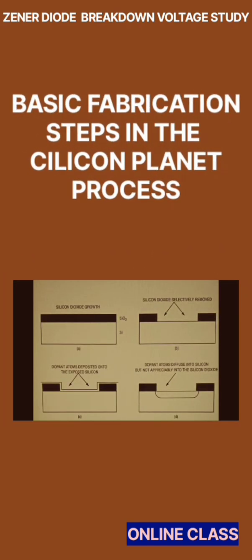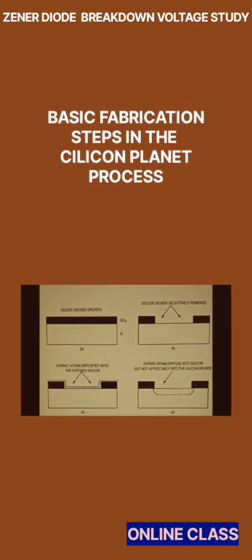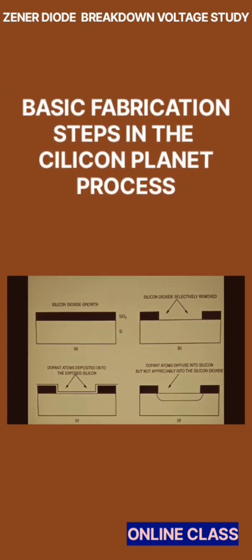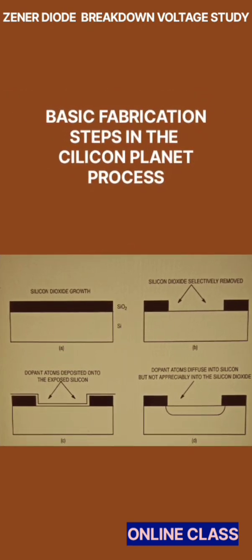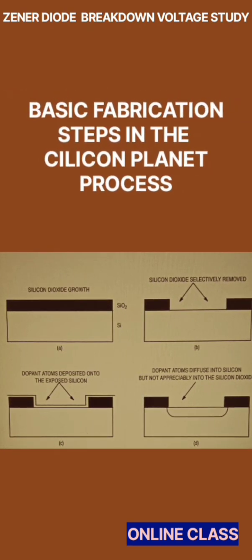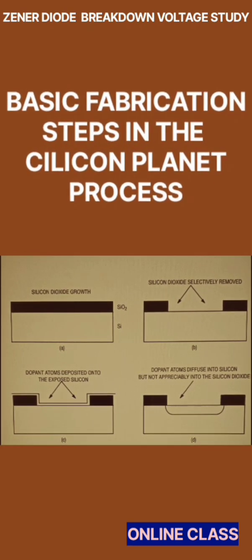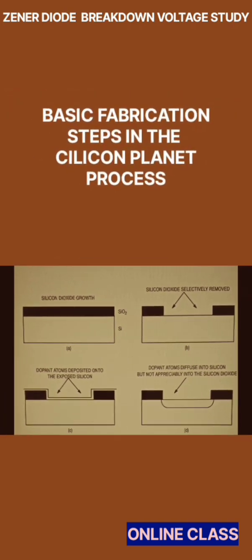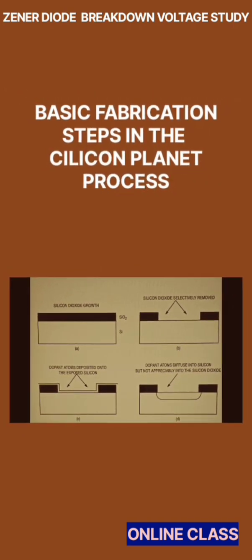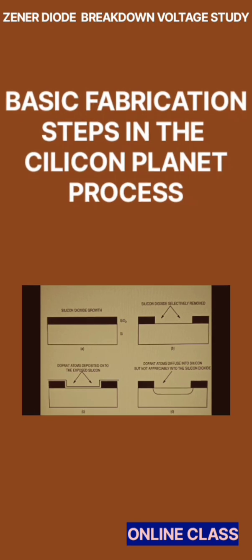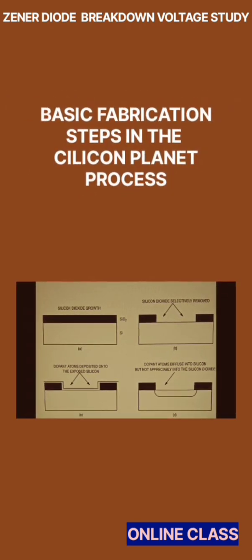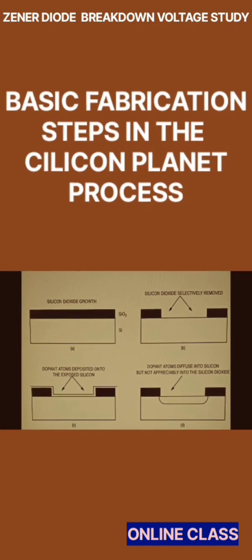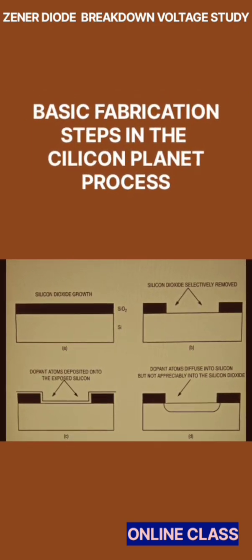The planar process starts with the growth of an ultra-clean protective silicon dioxide passivation layer, typically formed at temperatures between 900 and 1200 degrees Celsius. Once this protective silicon dioxide layer is established, it needs to be selectively removed from the areas where dopant atoms will be added. This is accomplished using photolithographic methods.